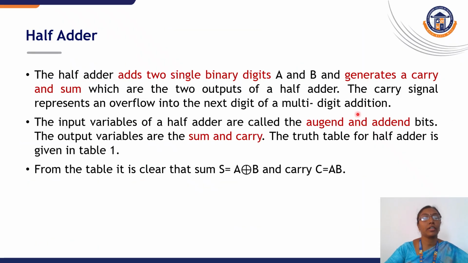So first of all, we are going to see the adders, where half adder and full adder. Half adder adds two single binary digits and generates the output sum and carry. The carry will be the overflow into the next digit of multi-digit addition. So the sum will be represented as A XOR B. Carry will be C is equal to AB. The two input variables are otherwise called augend and addend. The output variables are sum and carry.